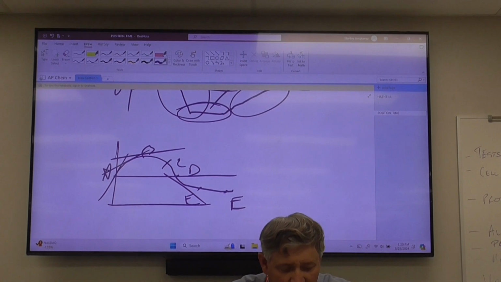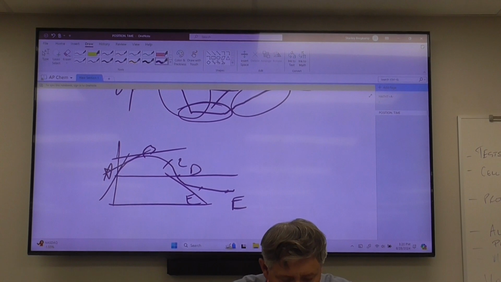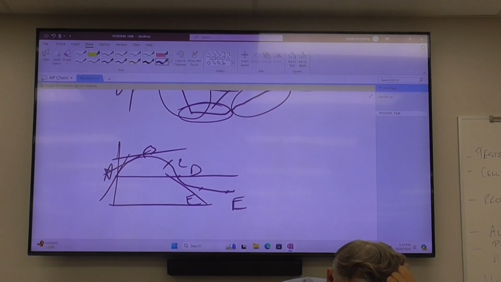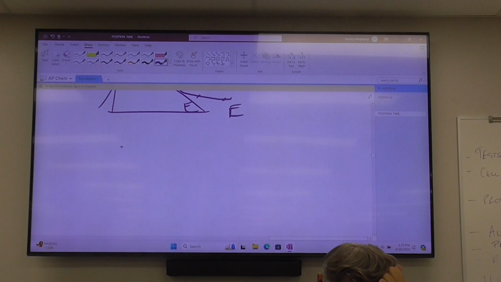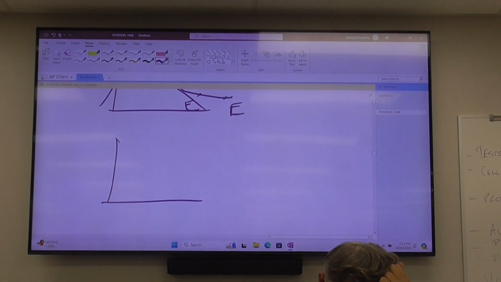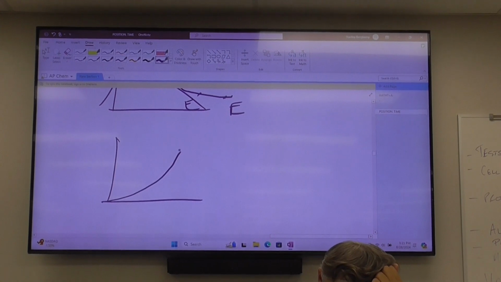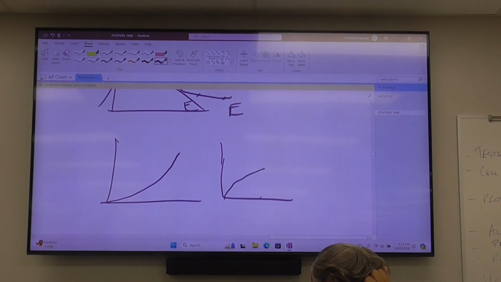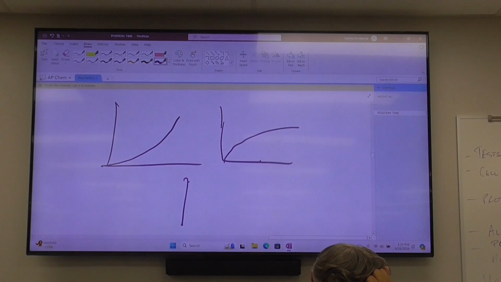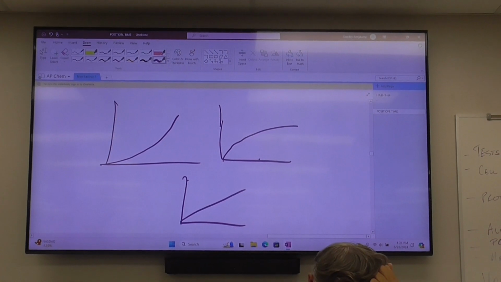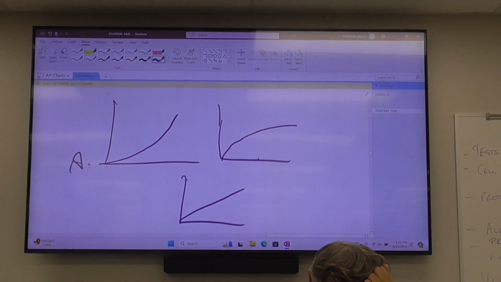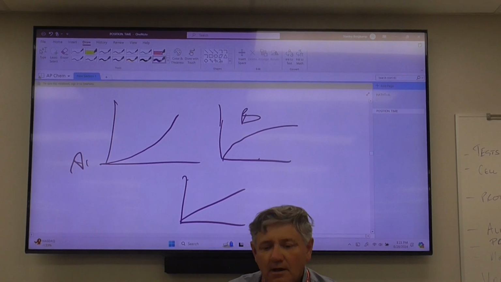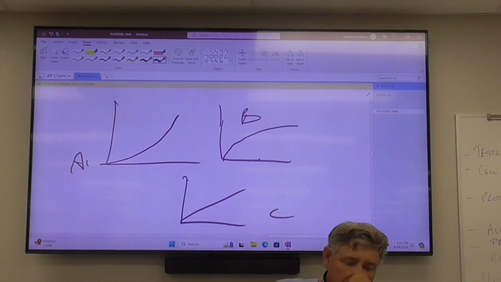Anything else? Now, let's talk about question 20. So on question 20, that's a little bit of a different situation. We're looking at the area under the curve. Now, here's the story.